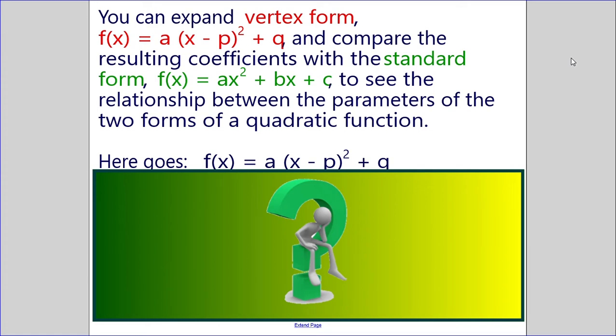Alright, so moving on into part 2, you can expand vertex form, which is our f of x is equal to a(x minus p) squared plus q, and we can compare the resulting coefficients within standard form. And so standard form, f of x is equal to ax squared plus bx plus c, to see the relationship between the parameters of the two forms of a quadratic function.